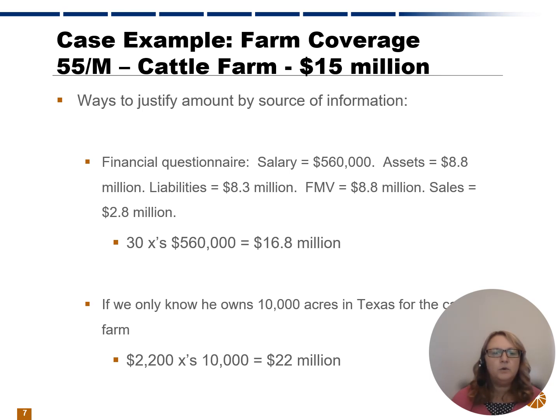Now, if we know only that he owns 10,000 acres in Texas for crop value, we would use those prior maps and know that the value is $2,200 per acre times the number of acres, we can get to $22 million. So while they're not completely equal, they're within the ballpark and give you different options on how you can justify the amount based on the information that's being provided to you. You know, we won't always get a plethora. We might have to work from different pieces and parts.